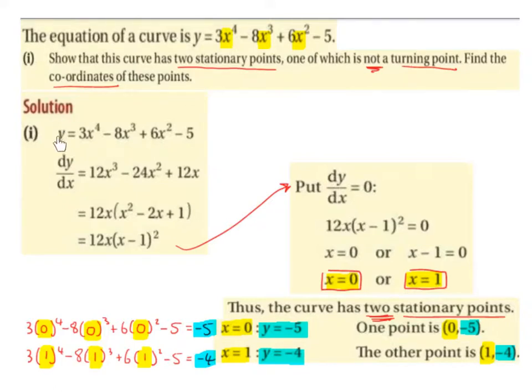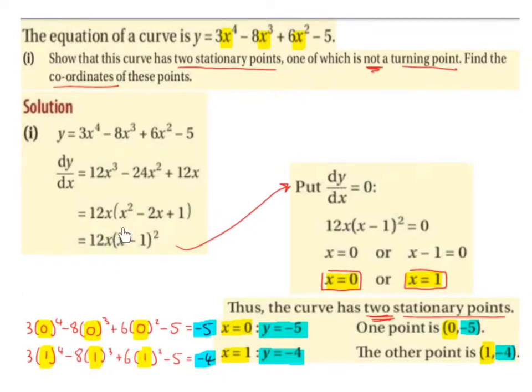So here's our curve y equals 3x to the power 4 minus 8x cubed plus 6x squared minus 5. So dy dx, the first derivative, is 12x cubed minus 24x squared plus 12x. So we're going to factorize out the 12x, so we have 12x times x squared minus 2x plus 1, and then we're going to factorize what's inside the bracket, and we get x minus 1 times x minus 1, which gives us x minus 1 squared. So dy dx, the first derivative, is 12x times x minus 1 squared.